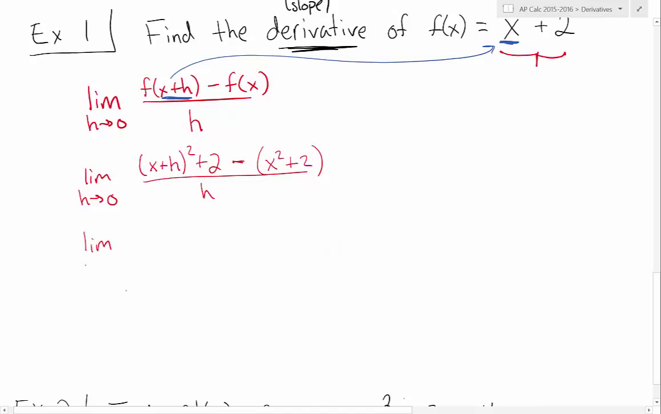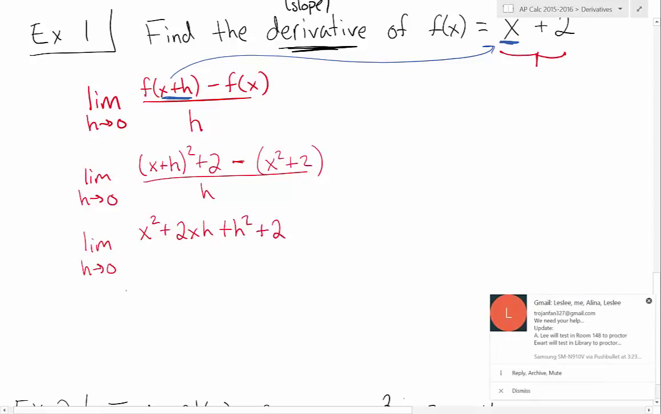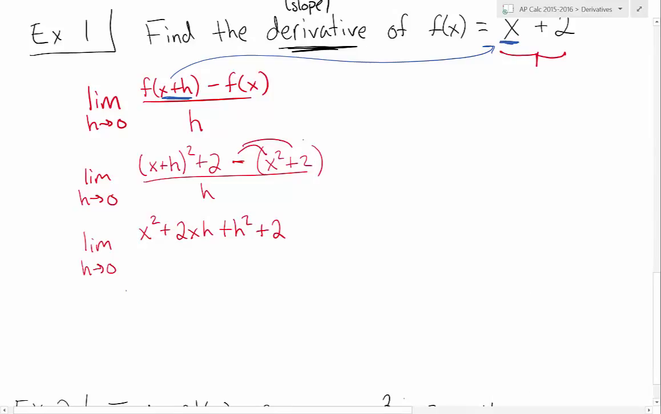Alright, so we're going to rewrite this. The limit as h approaches 0. I'm going to expand out x plus h, like FOIL it out. We're going to get x squared plus 2xh plus h squared plus 2. And then we're going to subtract. We're going to distribute the negatives, so minus x squared minus 2, all divided by h. And notice that right now if you tried to plug in 0 for h, you're going to get some number divided by 0, and we'll actually end up getting 0 over 0. And that means we have to keep factoring.